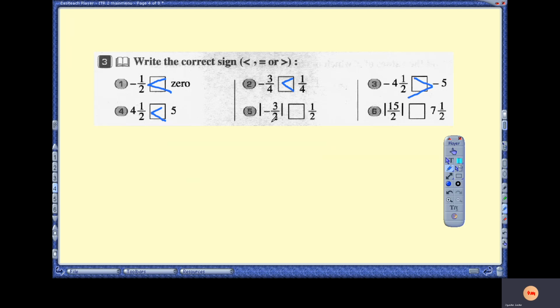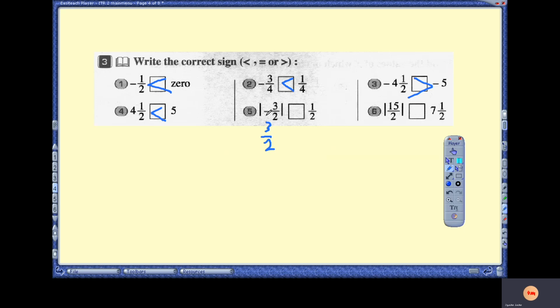Negative 3 over 2, and the absolute value of negative 3 over 2, it will be 3 over 2. The two rational numbers have the same denominator, here 2 and here 2. So the greater numerator means the greater fraction. So greater than. 15 over 2, absolute value of 15 over 2.